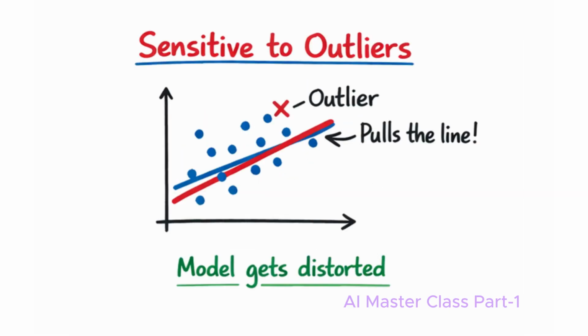Second scenario is when it is very sensitive to outliers. So outliers are nothing but the data points that fall far away from the general line which is formed by the rest of the data. If one or two data points are very far from others, they can pull the line towards themselves. This can completely distort the model behavior.